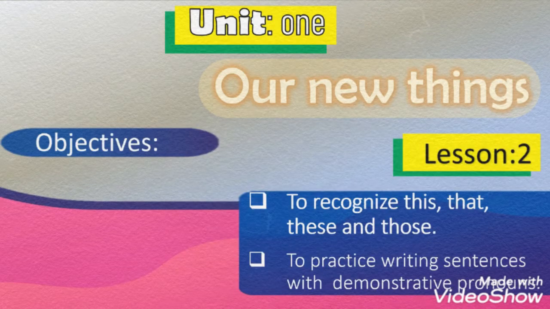We are in Unit 1, our new things. We are in Lesson 2. We are going to discuss the objectives here. We are going to recognize this, that, these, and those. Then we are going to practice writing sentences with demonstrative pronouns.